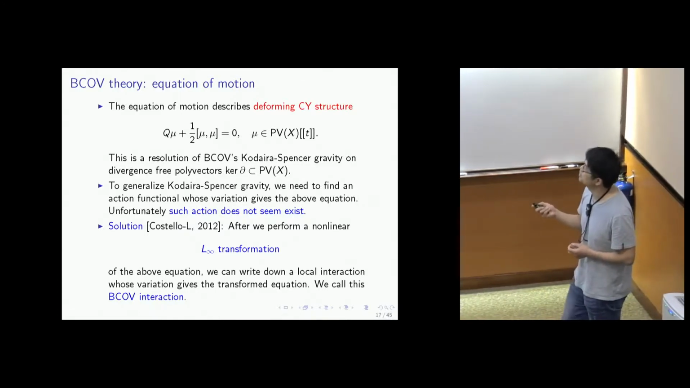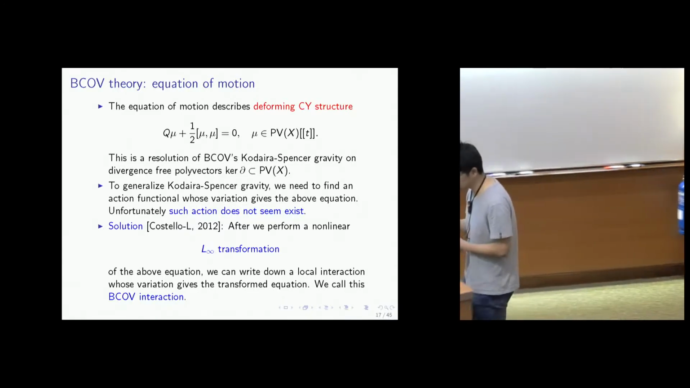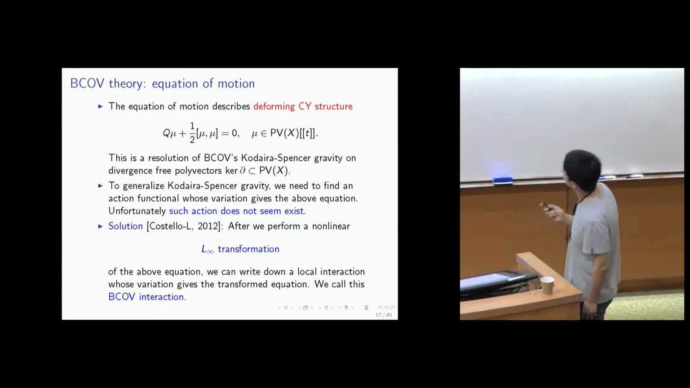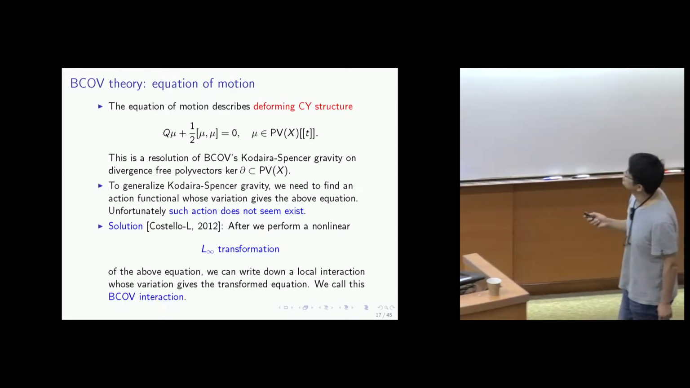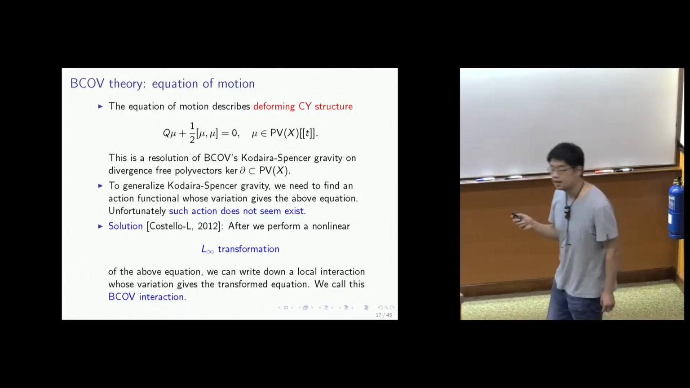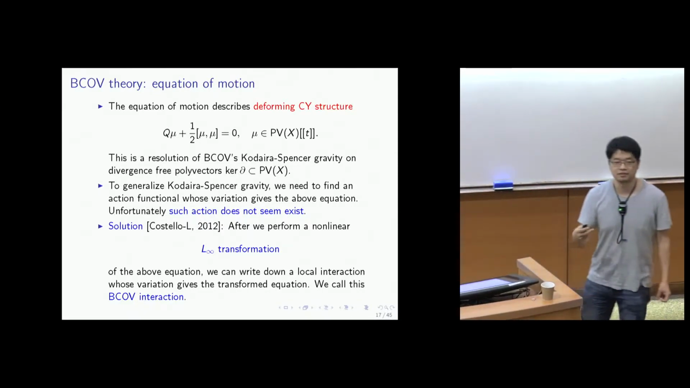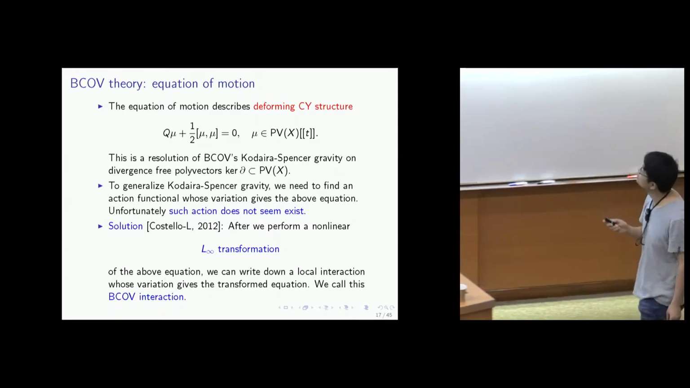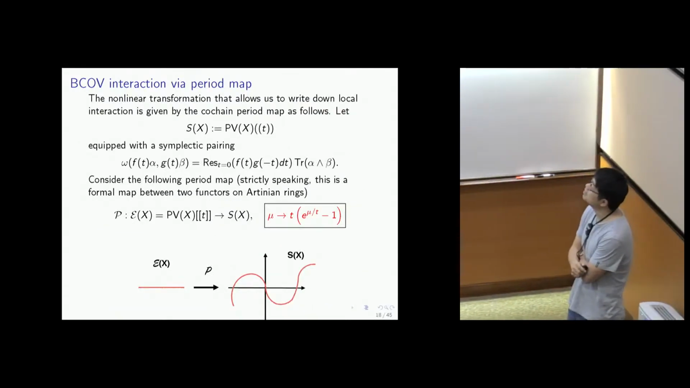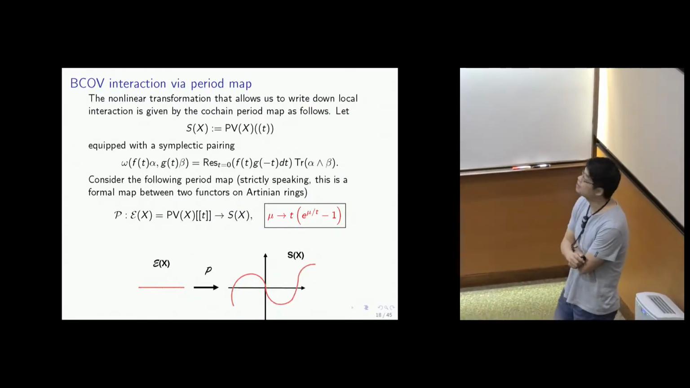We're going to call this one BCOV interaction. So I will try to explain a little bit about how this appeared. And this nonlinear transformation is precisely the data of the period map arising from this semi-infinite Hodge structure. Let me try to explain how this appeared.